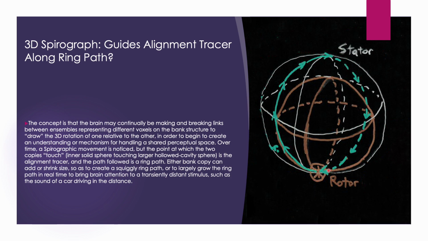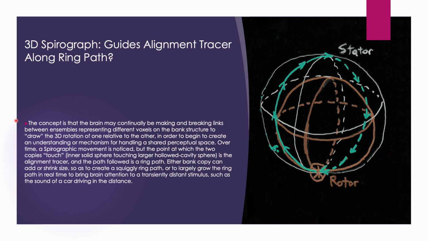Assume there's no gravity here, so it can just go up onto the ceiling just fine and come back around. And so you get this kind of spirographic rotation of the one sphere inside the other, tracing these ring paths. And the green would be a depiction of the ring path. So the concept is that the brain may continually be making and breaking links between ensembles of neurons representing different voxels on a single bank structure, but it would be like two copies.